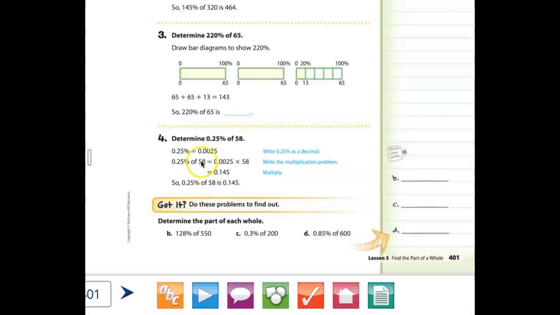Finally, this last example is, what do you do when the number is less than 1%? So it shows you that 25 hundredths percent is equivalent to this decimal. How did we get that? Going from percent to decimal, you're supposed to move the decimal point to the left or the right. Answer that for me. Yes, you move it to the left 2 spaces.